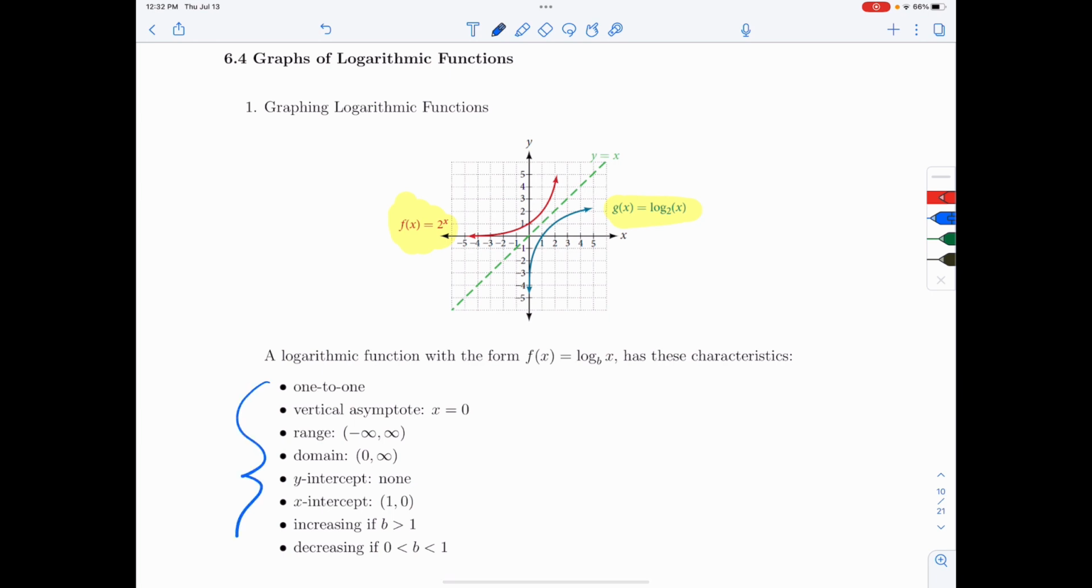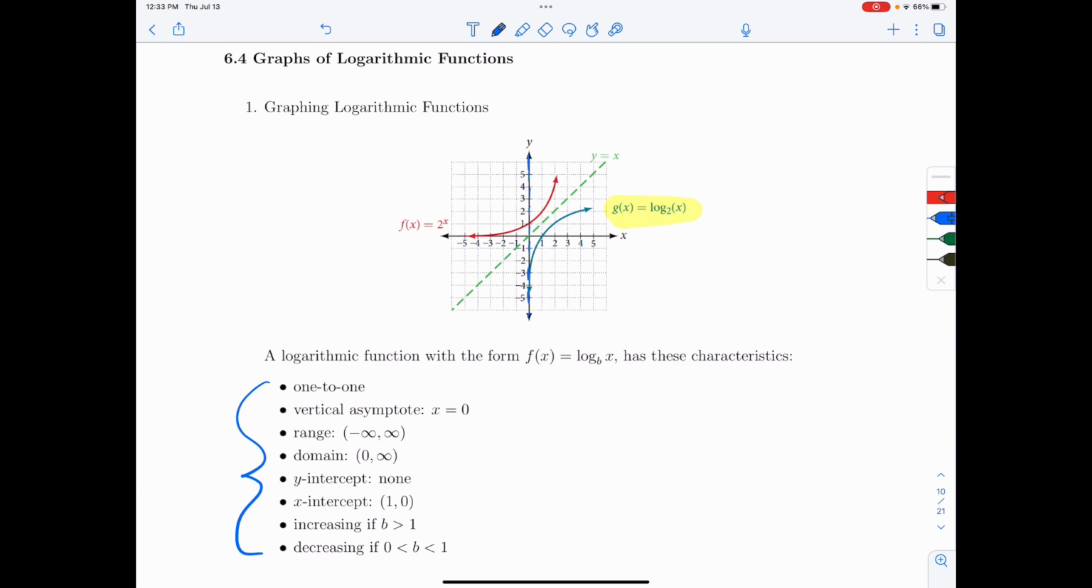So down here are some of the characteristics that we want to keep in mind. This function is 1 to 1. And again, I'm looking at the highlighted g of x up here. So that graph is 1 to 1. These graphs have vertical asymptotes. So the vertical asymptote of g of x is going to be the y-axis here. Similar to the way that an exponential function has a horizontal asymptote, the log function has a vertical asymptote. There are the domain and range.